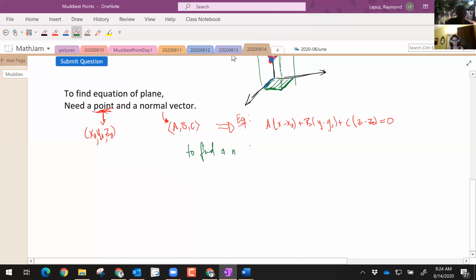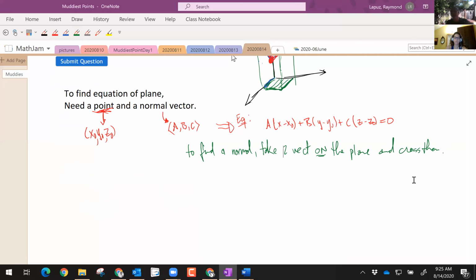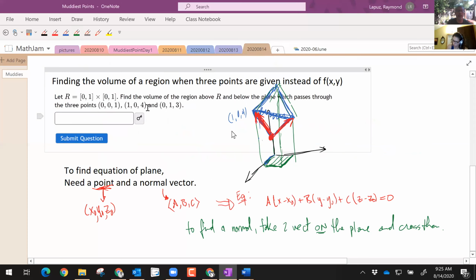Normal: take 2 vectors on the plane and cross them. So if you take 2 vectors that are on the plane, the cross product, if you remember, gives you a vector that's perpendicular to both of those 2 vectors. Now, which way you cross them doesn't matter, because whether it's going up or going down, it'll still work the same way. So we need the 2 vectors, first of all, and then we need to cross them.